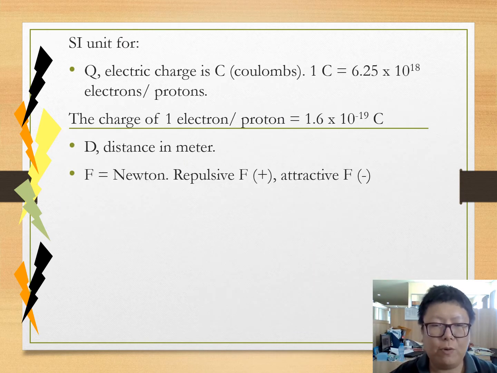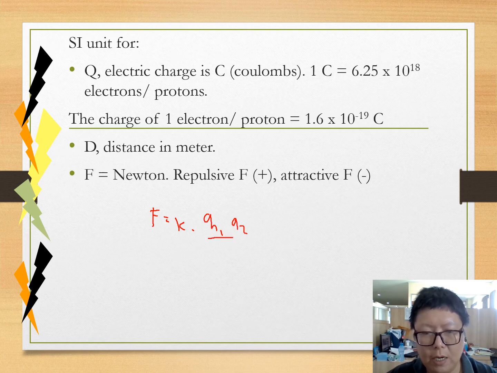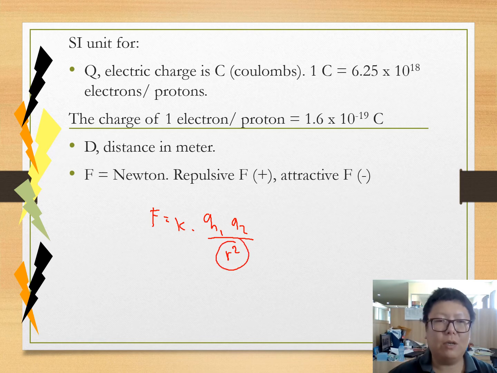So remember the formula to calculate the force between two charged objects. F is equal to K times Q1 times Q2 over, you can use d or you can use r. Some will use r and it's okay. But just remember it must be squared. K is the constant, which we have already discussed.